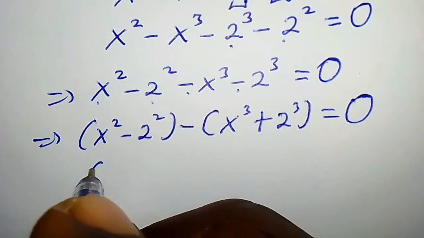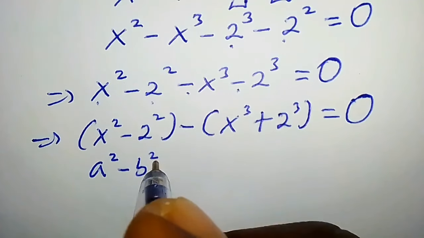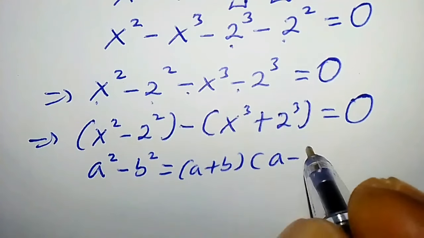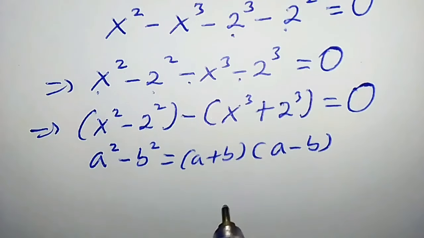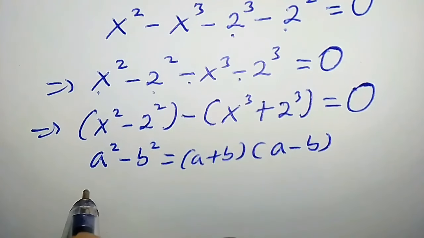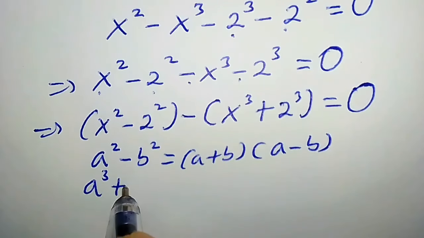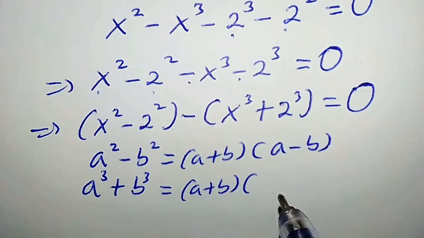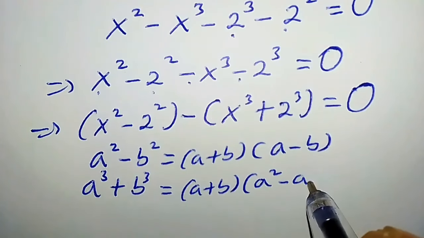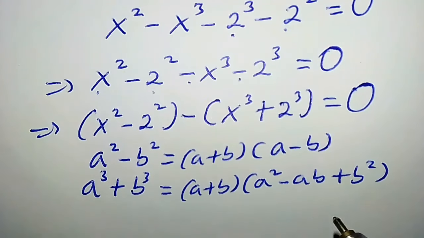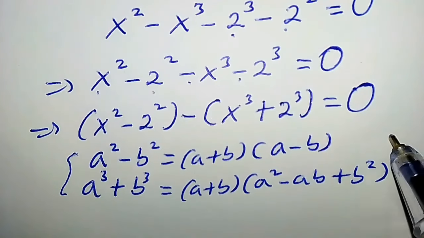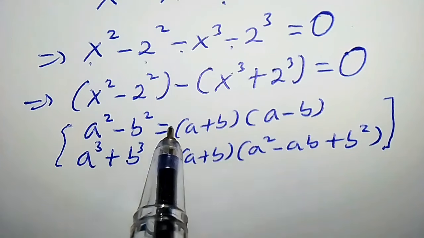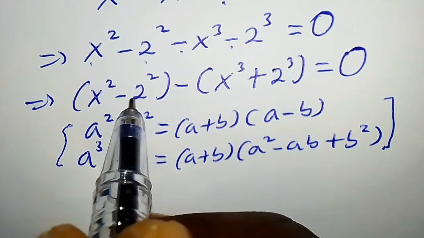The first one is a squared minus b squared is equal to a plus b times a minus b. The second property that looks in form of this guy is a to the power of 3 plus b to the power of 3 equal to a plus b times a squared minus ab plus b squared. Take note of these two properties. It is very important.